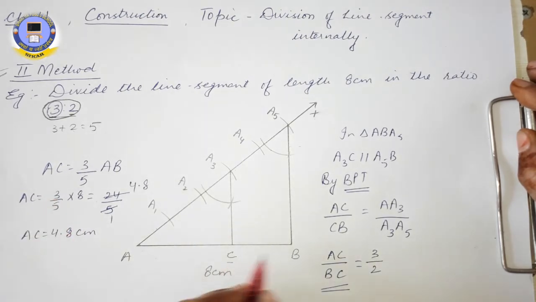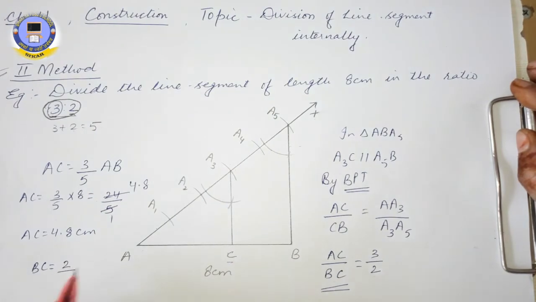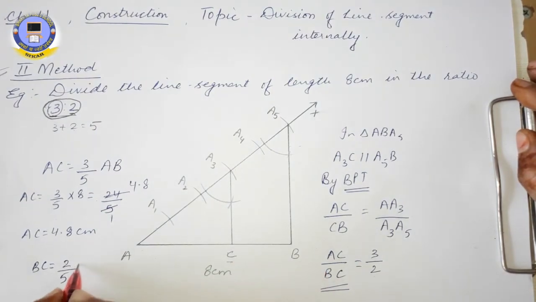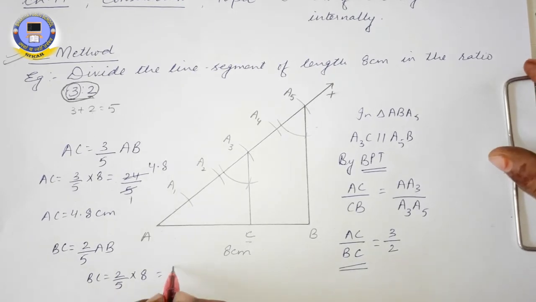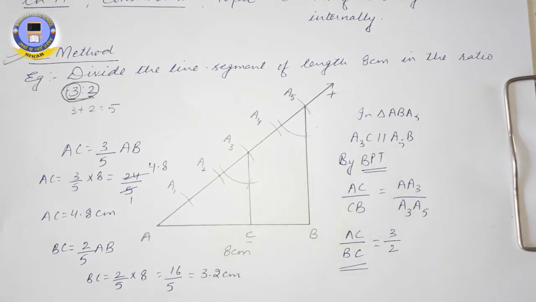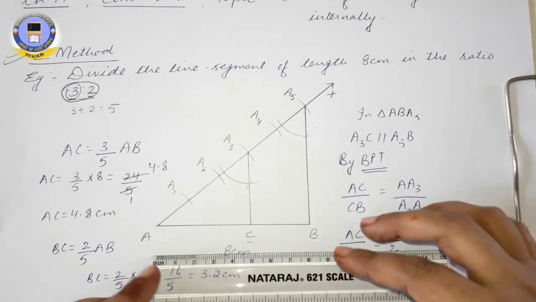In the same way, BC is equal to 2/5 of AB. Solve it. AB is equal to 8 centimeter. So 8 2s are 16. 16 upon 5 is equal to 3.2 centimeter. So when we measure it with the help of a scale, the length of AC must be approximately 4.8 centimeter and BC must be approximately 3.2 centimeter.